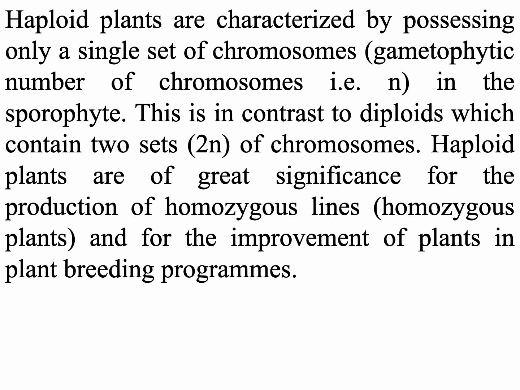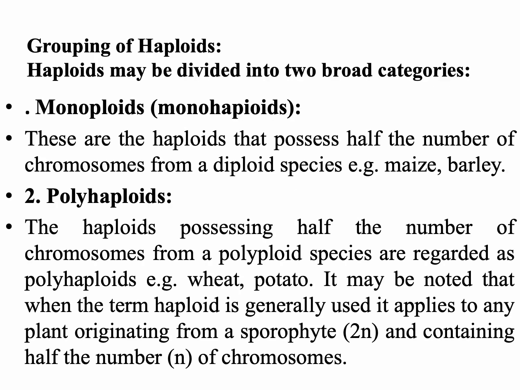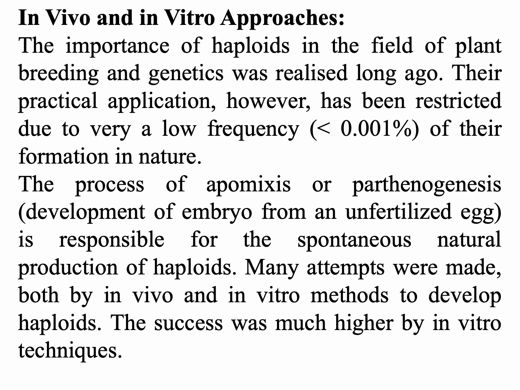Haploid plants are of great significance for the production of homogeneous lines. There are two types of haploid plants, monoploids and polyploids. Monoploids are haploids that possess half the number of chromosomes of a diploid species, and the polyhaploids possess half the number of chromosomes of a polyploid species. In vivo and in vitro approaches.